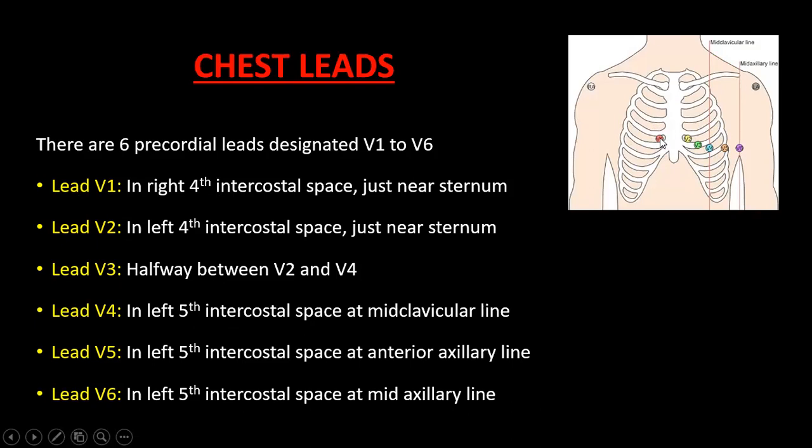This is V1. It is placed in the right fourth intercostal space near the sternum. This is V2, which is placed in the left fourth intercostal space near the sternum. Then comes V3. It lies between V2 and V4. And this is V4, which is placed in the left fifth intercostal space at the mid-clavicular line. This is the mid-clavicular line. Then comes V5, which is placed in the left fifth intercostal space at the anterior axillary line. And the last chest lead is V6, which is placed in the left fifth intercostal space at the mid-axillary line. So this is the location of placing the unipolar chest leads.